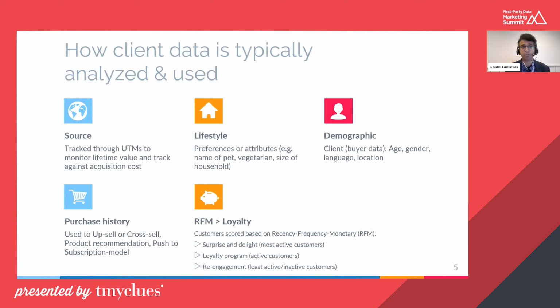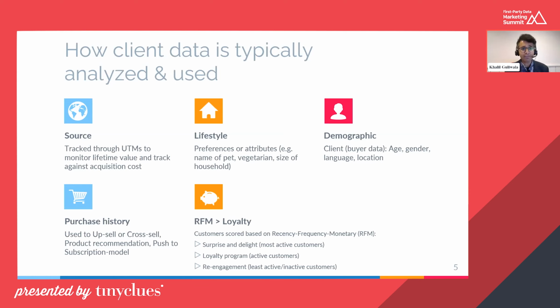A lot of people look at sources, so you're tracking them through UTMs to monitor lifetime value and track against acquisition cost. What does this mean? Let's say you've got ads on Facebook, Google, or some other software. You want to track the kind of clients coming in to say, hey, was it really worth spending that money on advertisements on that platform?